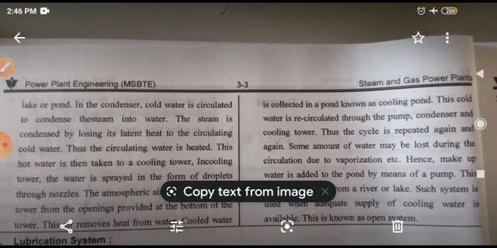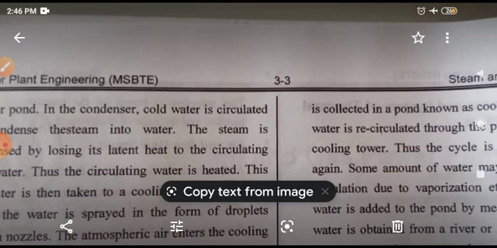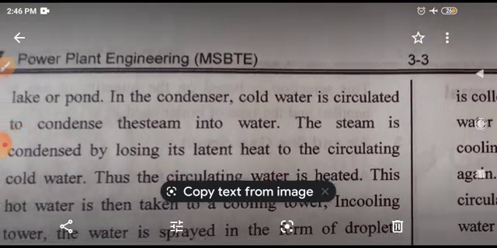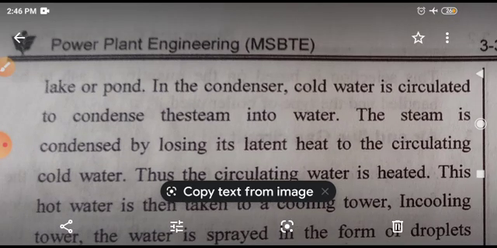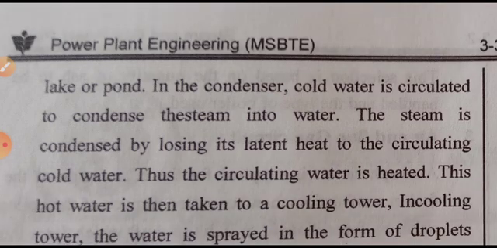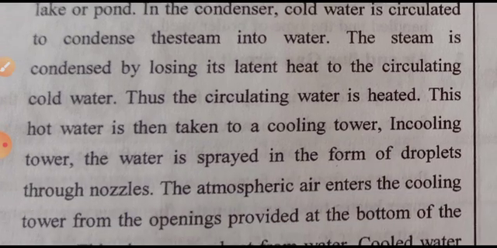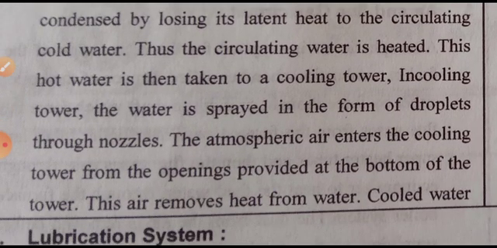In the condenser, cold water is circulated to condense the steam into water. The steam is condensed by losing its latent heat to the circulating cold water. Thus, the circulating water is heated. This hot water is taken to the cooling tower.